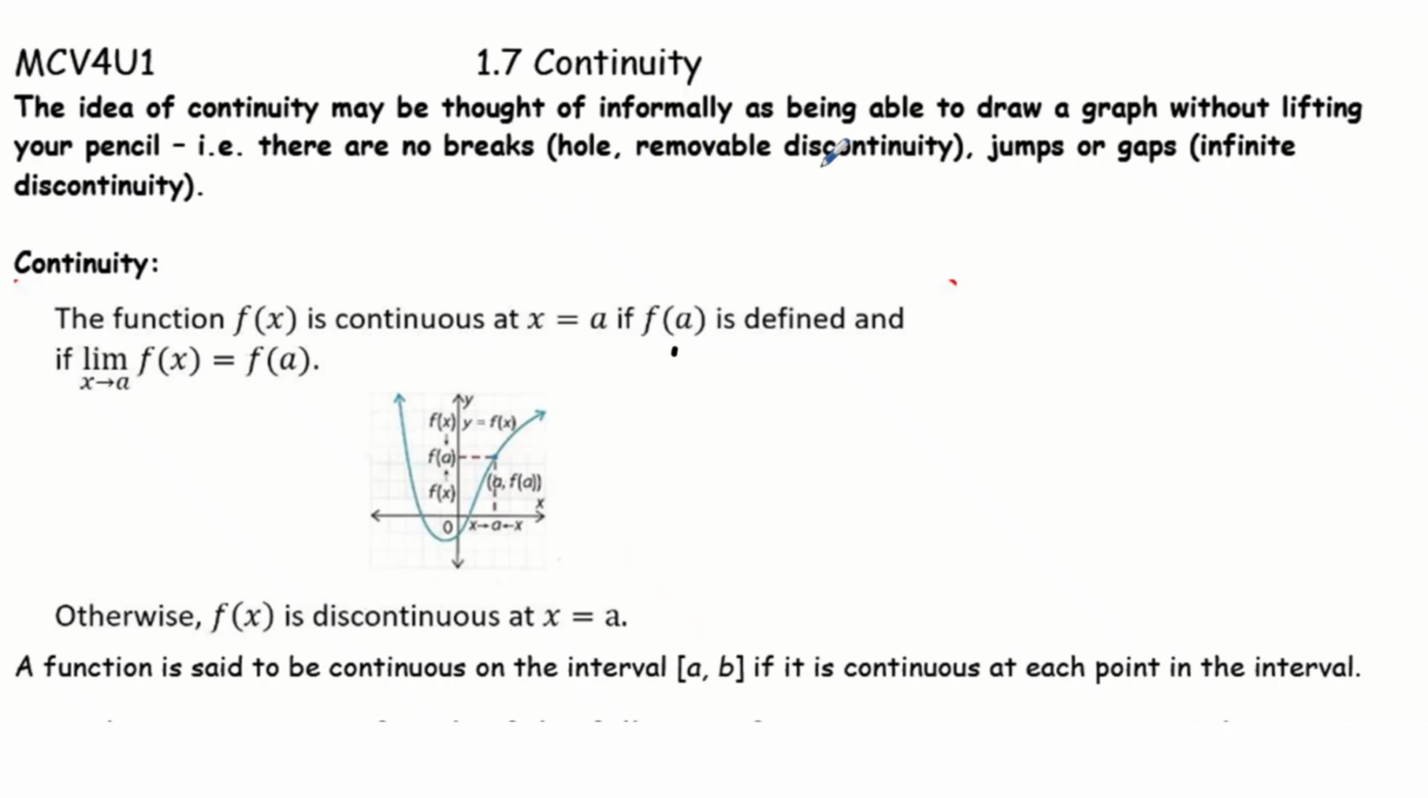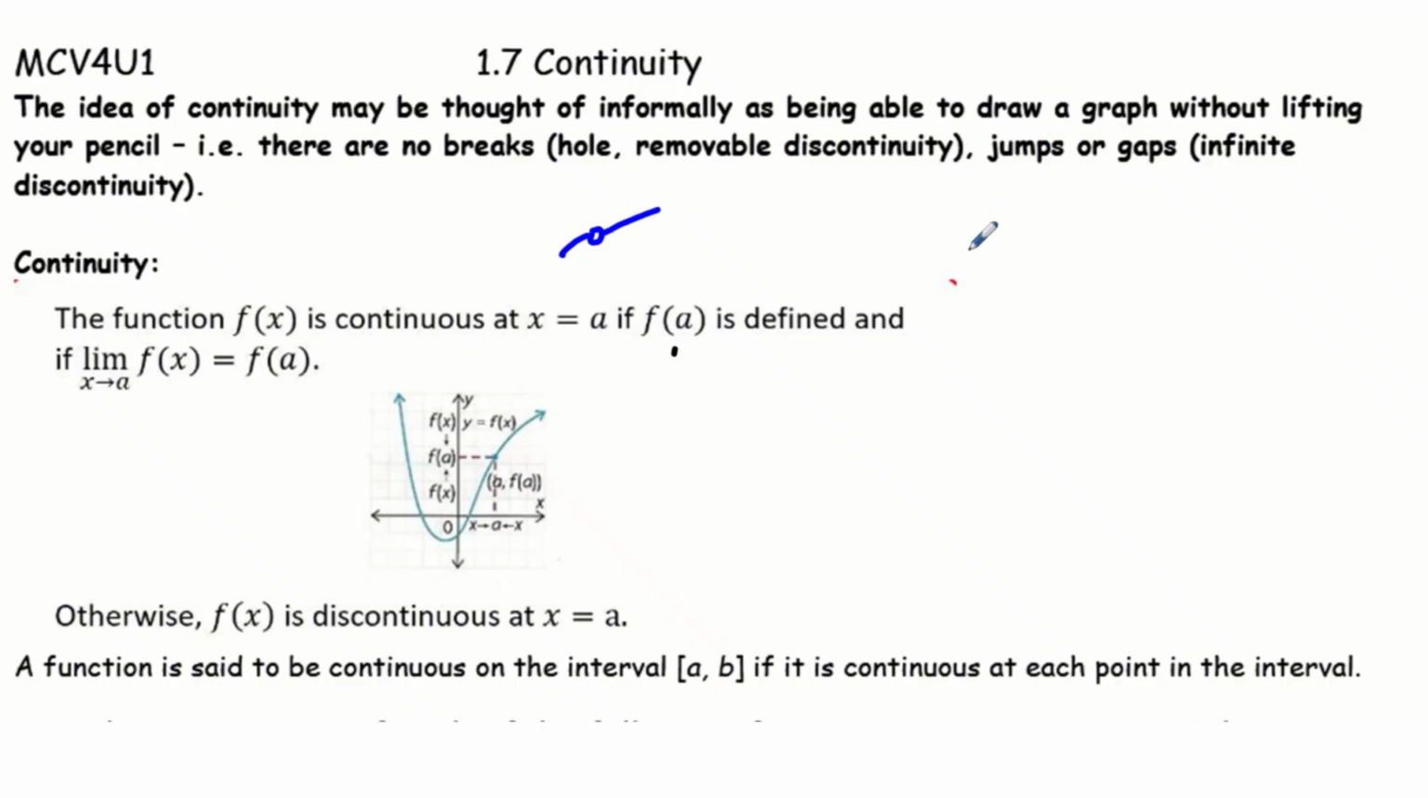Several examples that are not continuous: there is a hole. When you draw it, you need to lift your pencil in order to go to the other side of the function. This type of discontinuity, we call removable.